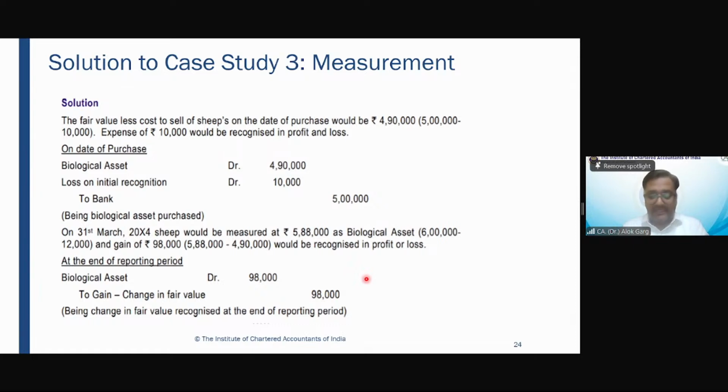Did you understand all this or not? Yes, sir. Any doubt? This is a very small standard. This is not a very big standard. Let me tell you, very small standard. Okay.